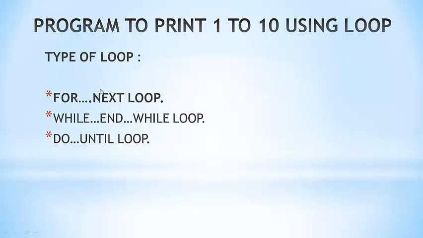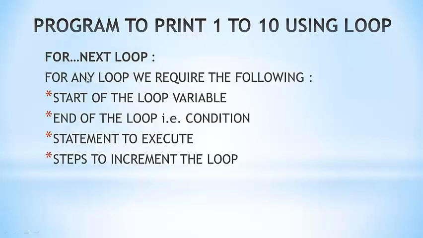There are three types of loop: for next loop, while loop, and do until loop. In this video, we are going to print numbers from 1 to 10 using for next loop. For any loop, we require the following: the start of the loop variable, the end of the loop, that is the condition, the statement to execute, and the step to increment the loop. Now let's see how to print 1 to 10 using for next loop.